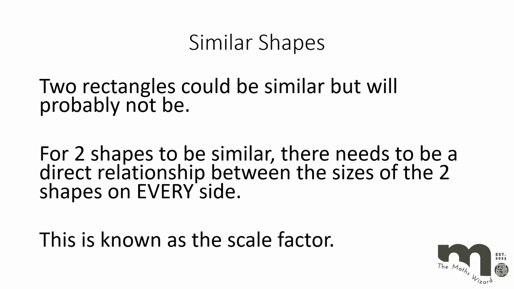So two rectangles could be similar, but will probably not be. A key thing to remember is this little sentence here. For two shapes to be similar, there needs to be a direct relationship between the sizes of the two shapes on every single side. You've got two pairs of sides that are the same length on a rectangle. There's got to be the same scale factor on every single side. And I'm going to do a few examples on the next slide to show you what I mean.